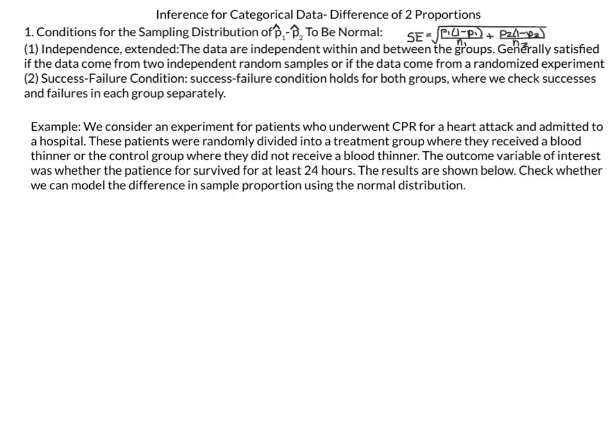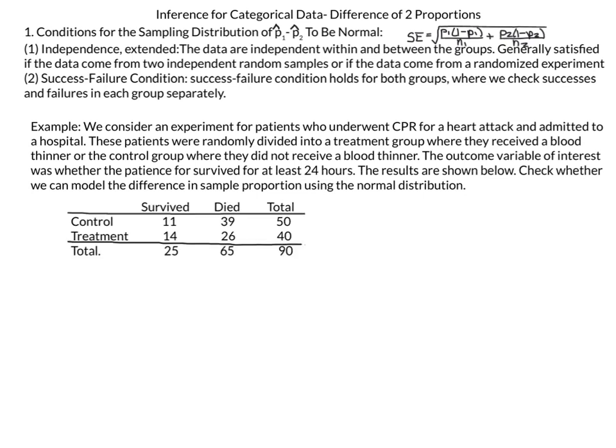So let's look. Our example is we're going to consider an experiment for patients who underwent CPR for a heart attack and were admitted to a hospital. These patients were randomly divided into a treatment group, where they received a blood thinner, or a control group, where they did not receive a blood thinner. The outcome variable of interest was whether the patient survived for at least 24 hours. The results are shown below. Check whether we can model the difference in the sample proportions using the normal distribution.